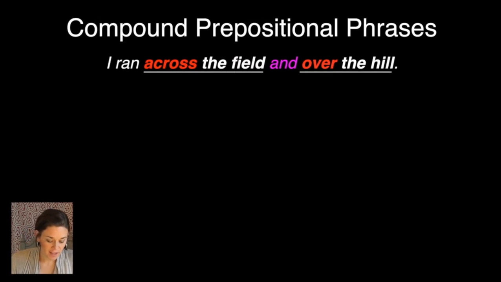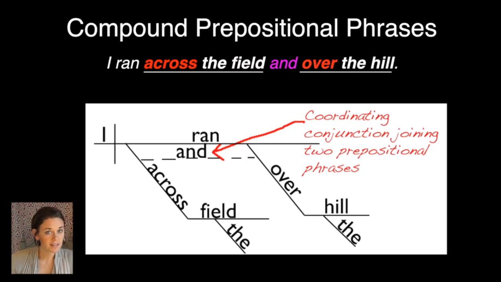Check it out. Here's the sentence. I ran across the field and over the hill. Across the field and over the hill are prepositional phrases modifying the verb ran, so we can diagram those like this. And then we put and on a dotted horizontal line between the two phrases that it's connecting. Notice it's the exact same way you would be diagramming compound adjectives or compound adverbs.